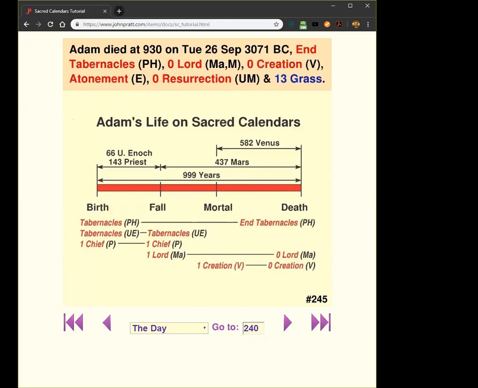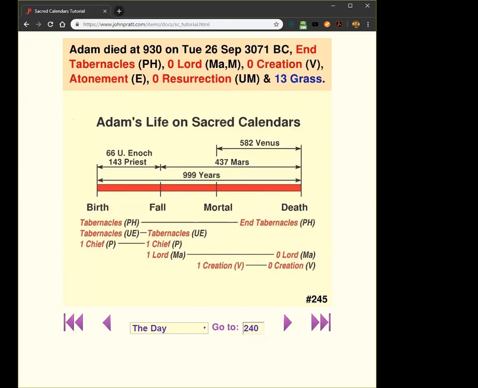Why does the slide show 999? Life on sacred calendars. Look at all of these cycles. I'm going to look down at the bottom first. From tabernacles to end tabernacles, we just discussed on the Hebrew calendar. That's a few days more than an exact cycle, 6 days more, but it's very significant. On the uniform, it's tabernacles to tabernacles.